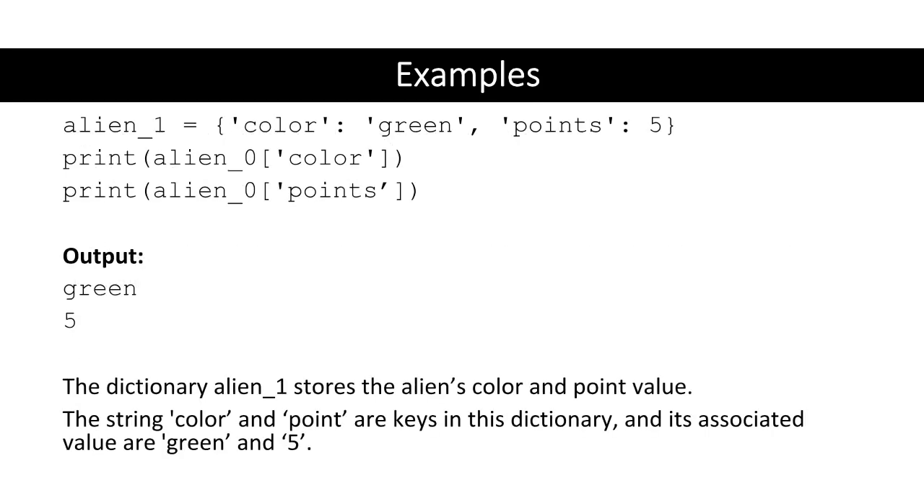Now examine this code step by step. alien_1 = {'color': 'green', 'points': 5}. First, print(alien_1['color']). Python looks for key color and retrieves its value. Output: green. Next, print(alien_1['points']). Output: 5. So dictionary values are accessed using keys, not positions.